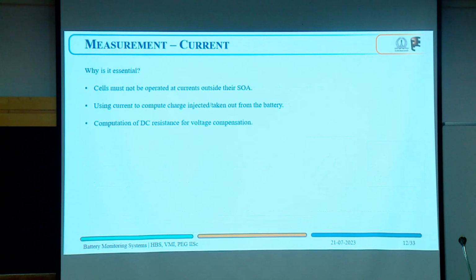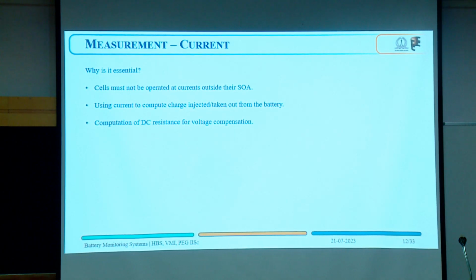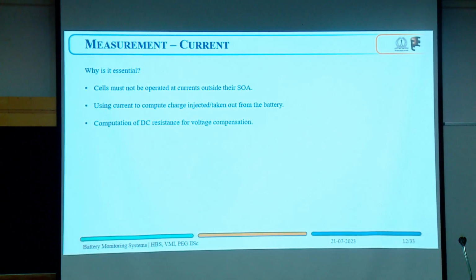Then coming to the current measurements, we have to maintain the currents while charging and discharging. We should not charge it at a higher rate, that can lead to anodization and then dendrite formation. There are a lot of adverse effects of charging the batteries at higher rates or discharging the battery at higher rates.